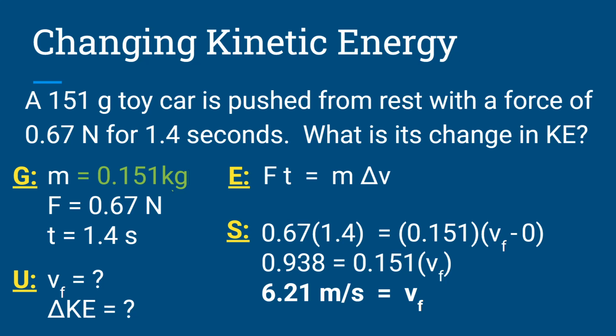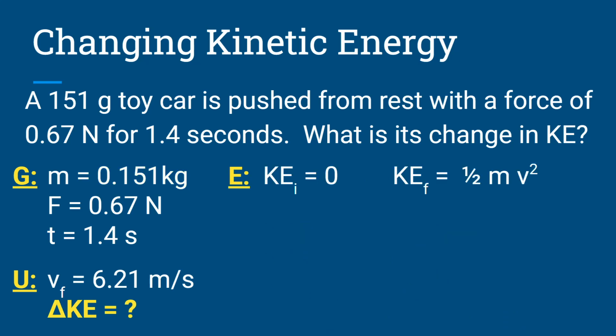Now we're not done because the question didn't say what is the final velocity. It said what is the change in kinetic energy. So we need to use this final velocity to figure out the final kinetic energy. My initial kinetic energy, 0, because it says from rest. Okay, so I already know my initial. I just need to find the final.